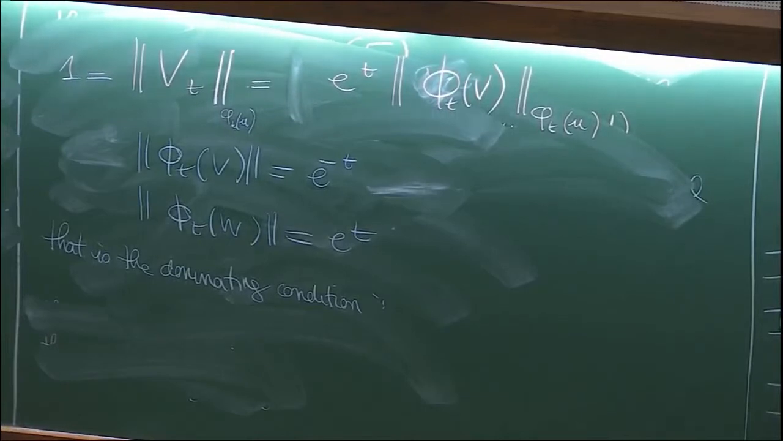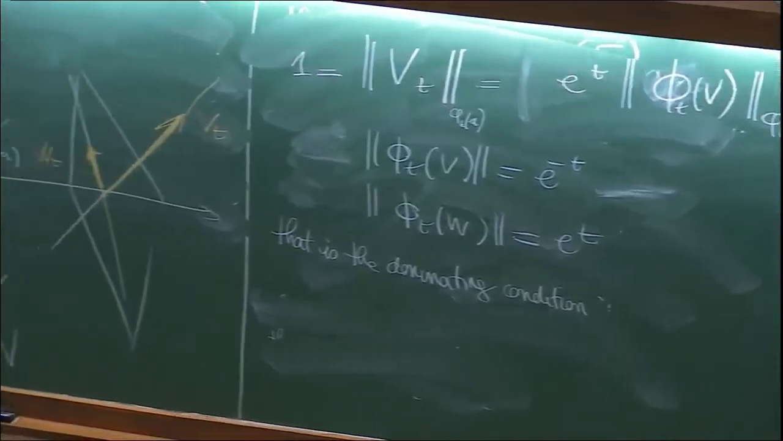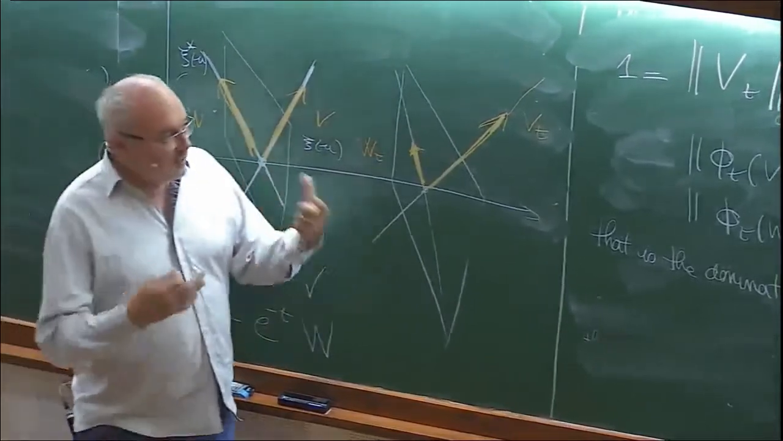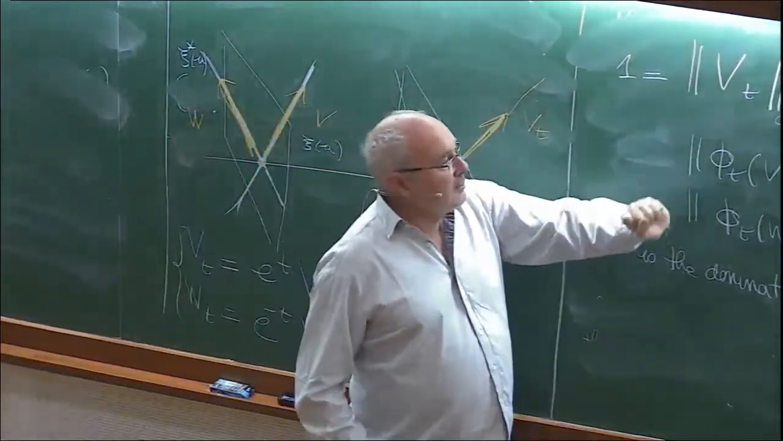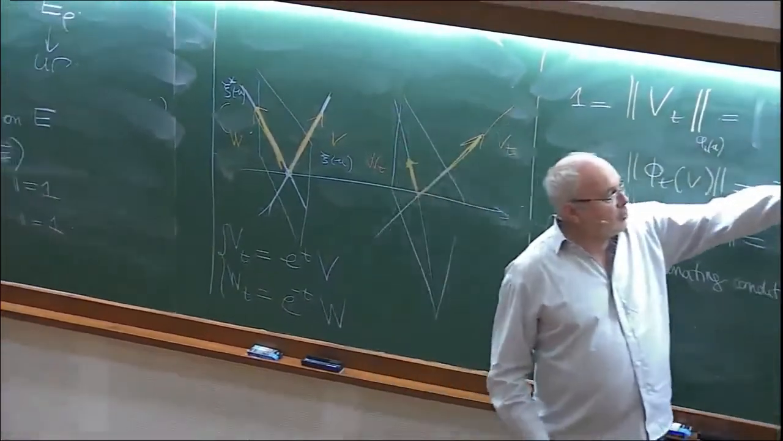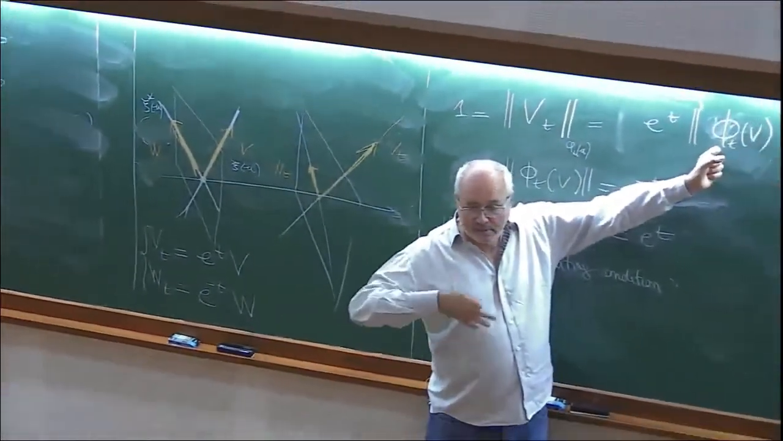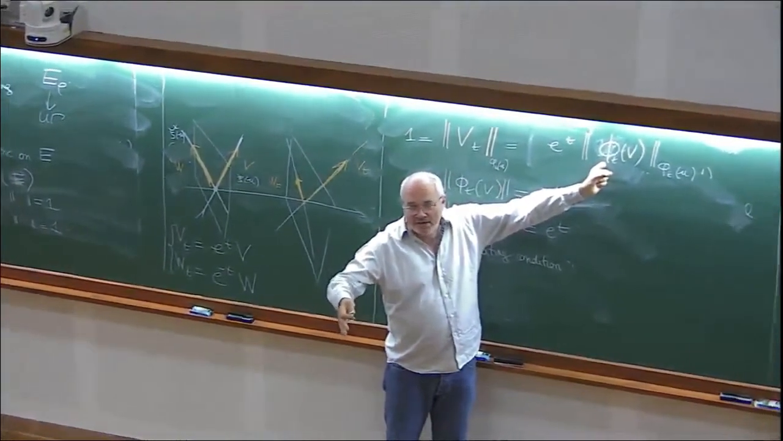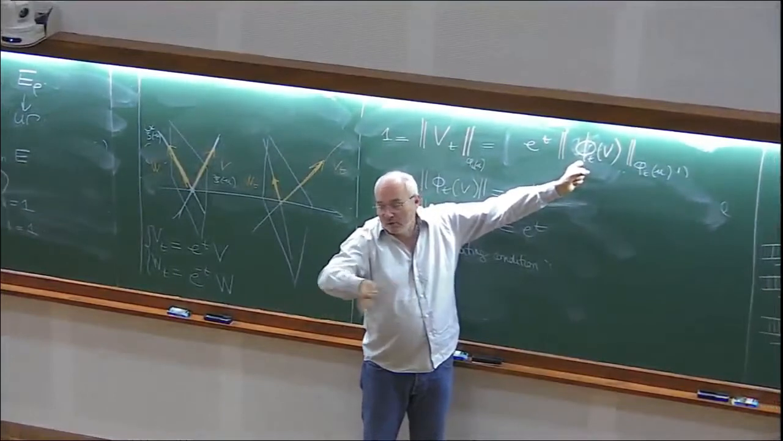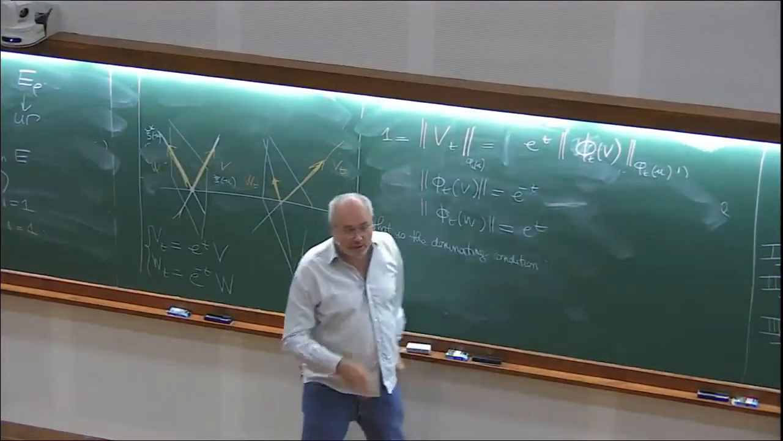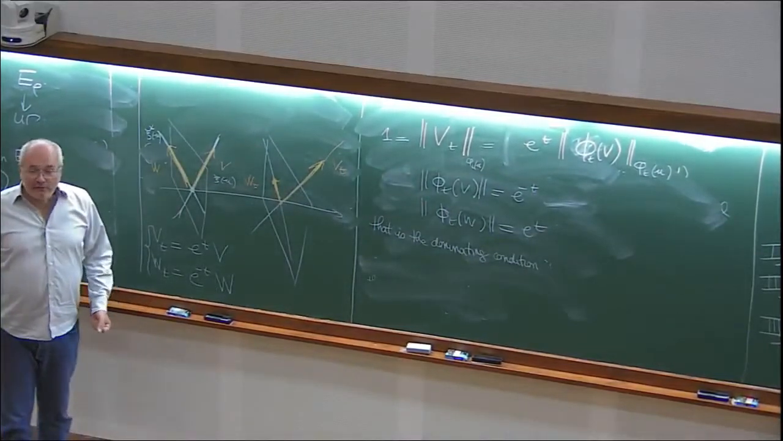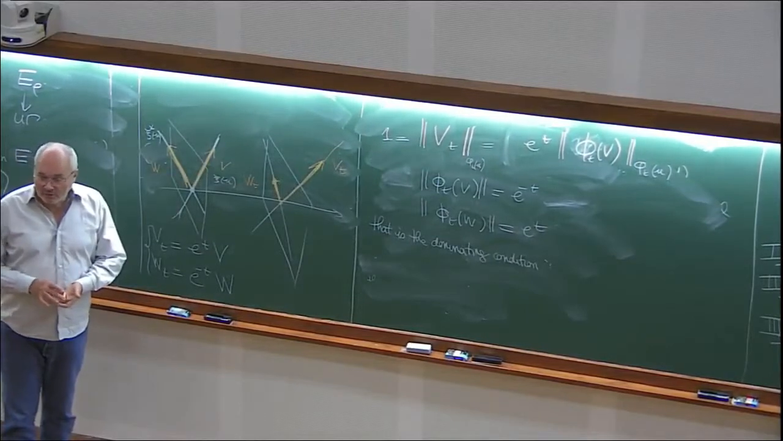So the guy of norm 1 is now going to be exactly e to the minus t w, and the guy of norm 1 is going to be e to the t v. If you interpret that, this guy is of norm 1, and this means that v is actually the parallel transport of v itself at time t, because the guy is acting constantly on the fibers. So that's your dominating condition. Right, so you have to sit down and do the exercise by yourself to get convinced about that.